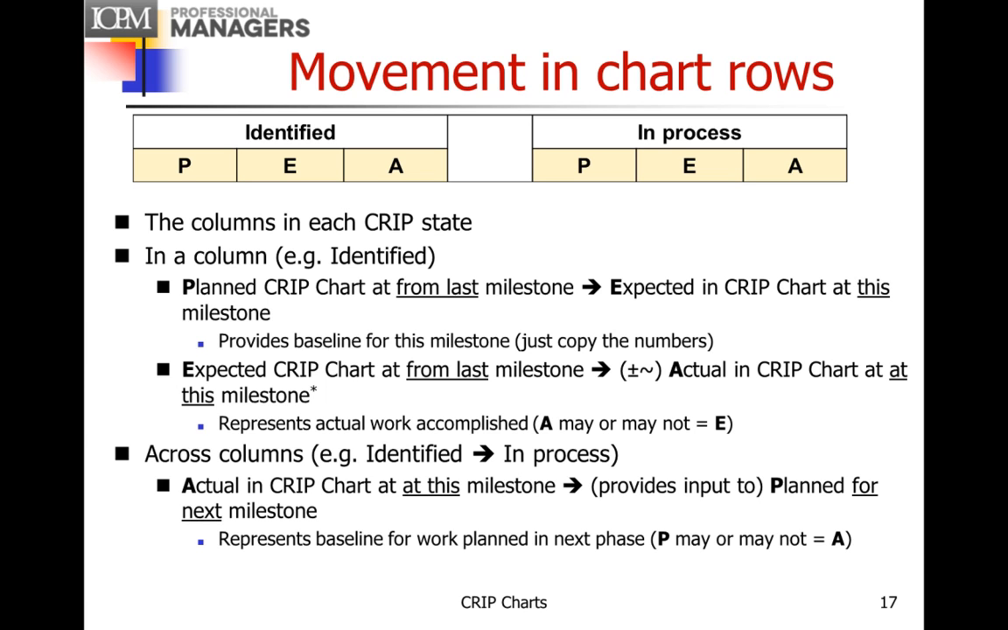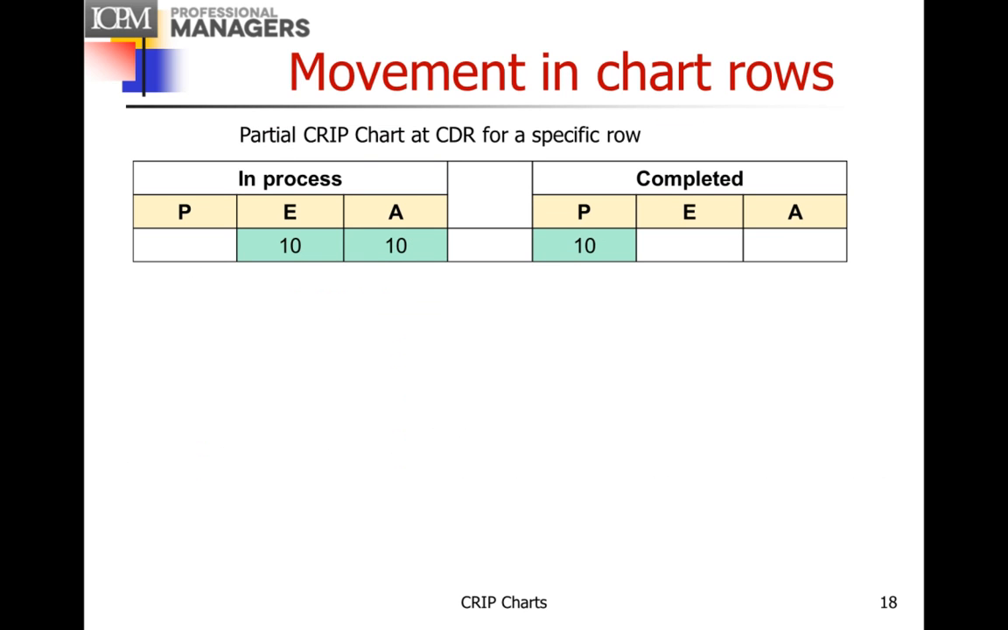And then across the columns, the actual in the CRIP chart at this milestone provides an input to what's being planned for the next milestone. So let's take a look and see how this works.